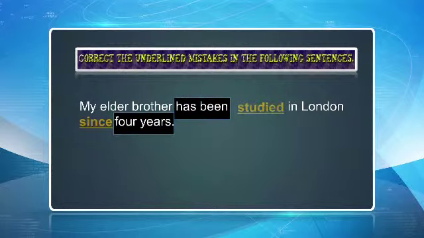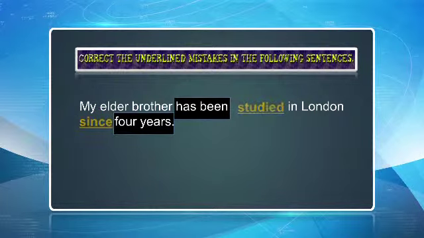So the key indicators, you have to pay attention to them, of course, when you are answering the question. Let's read this sentence together. My elder brother has been studied in London since 4 years. So obviously there are mistakes which are underlined. To find the correct answer, you have to look at the words coming both before and after. So here we have "has been" coming before "studied", and "4 years" coming after the word "since".